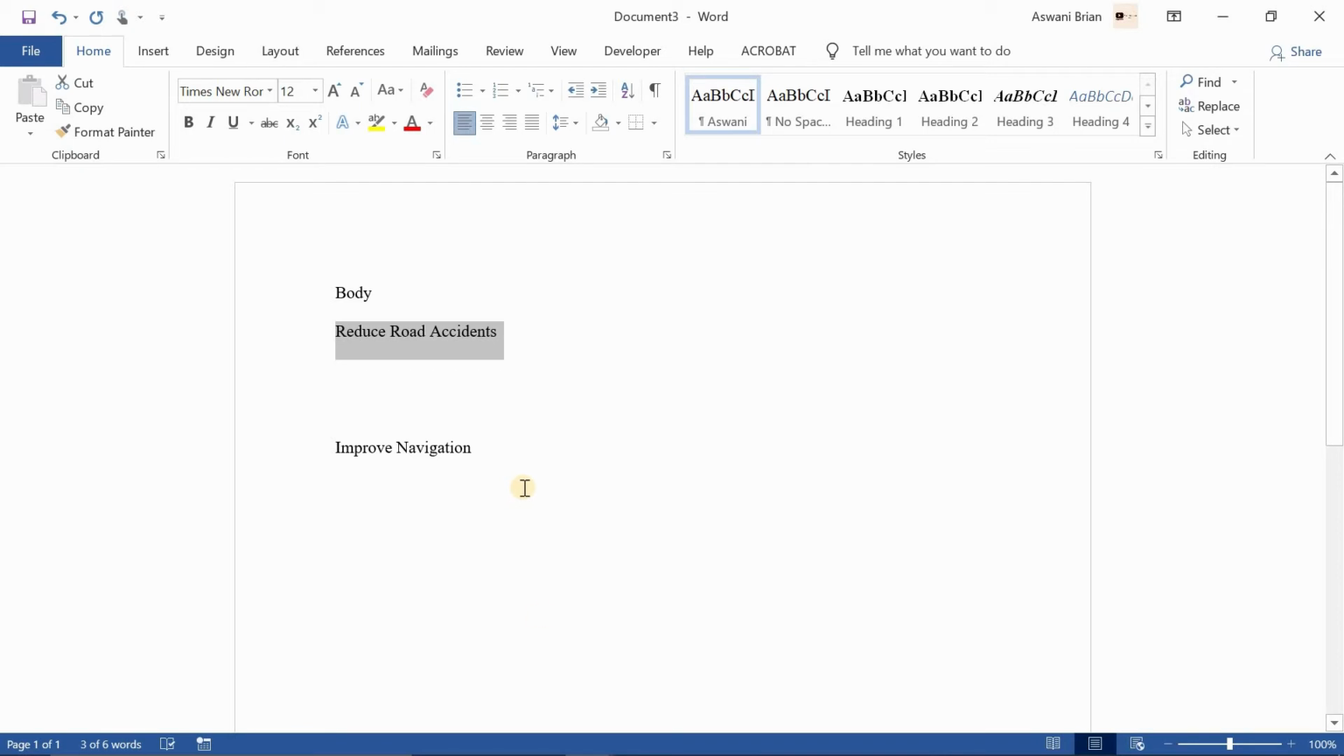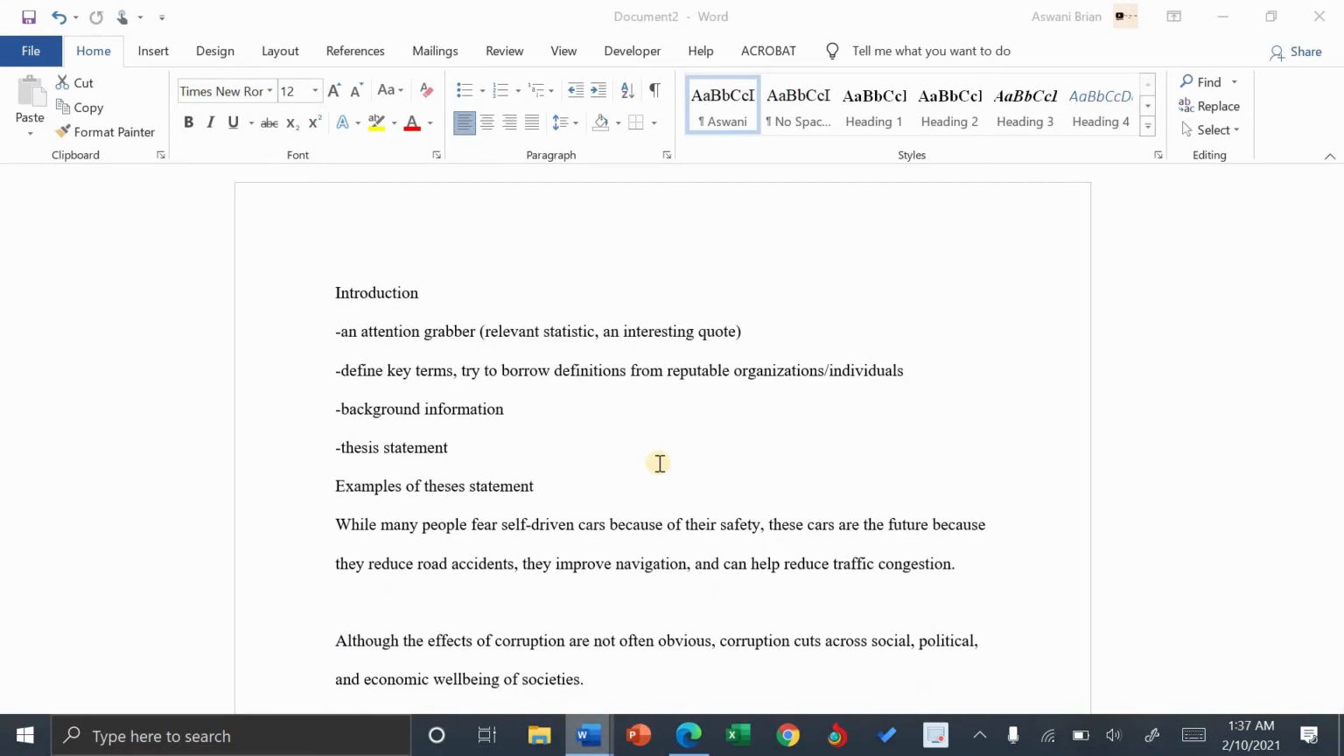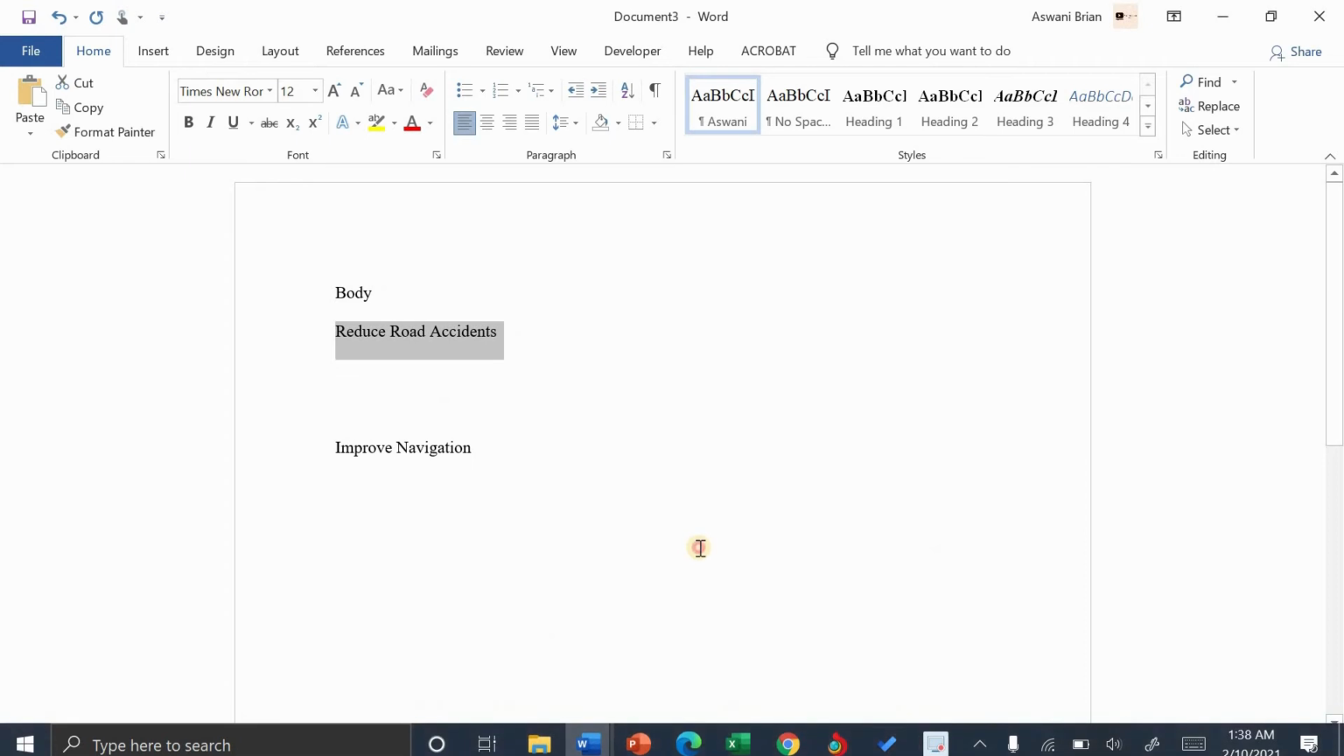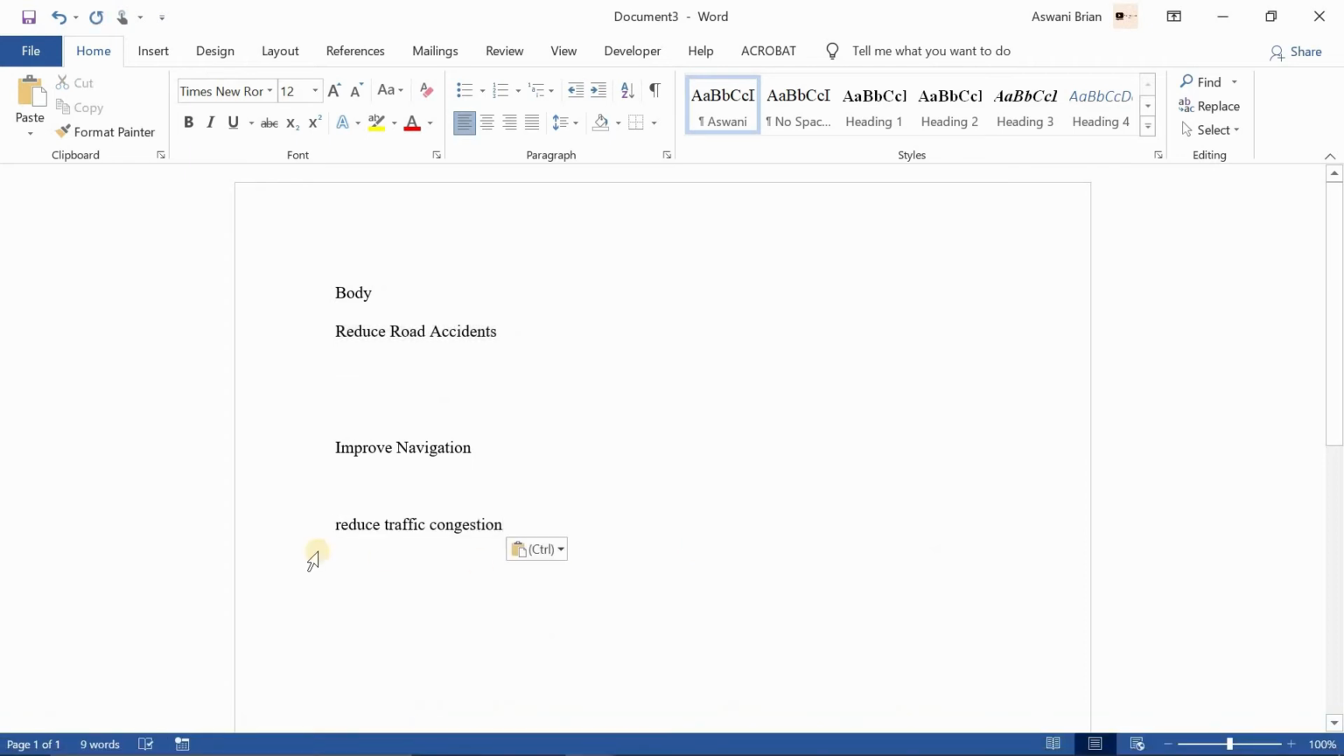The next part will go to reducing traffic congestion. Of course, now we'll have that again. And it's also good to have these section headers, because they help you structure your ideas. They also make it easy for whoever is reading your work to understand, because you have specifically identified the parts. But do not have a section header called Body. We do not have a section header called Body.